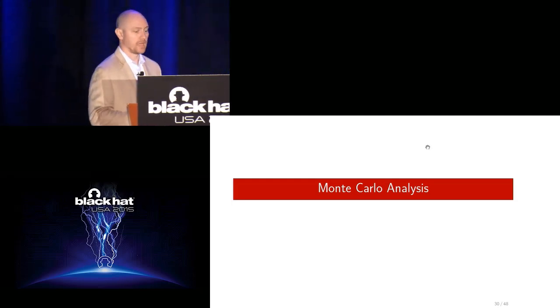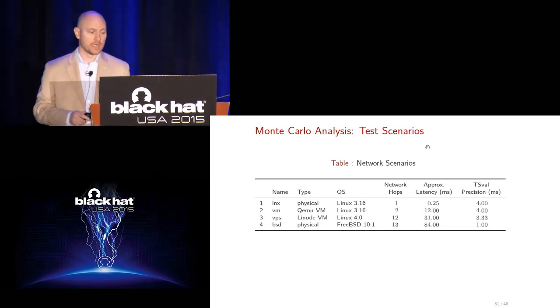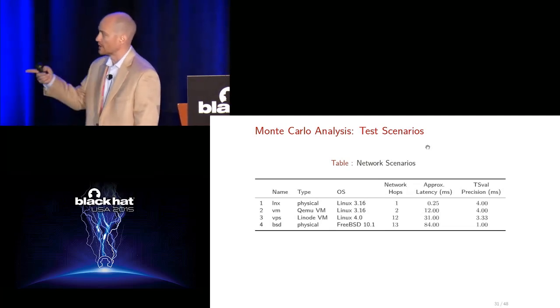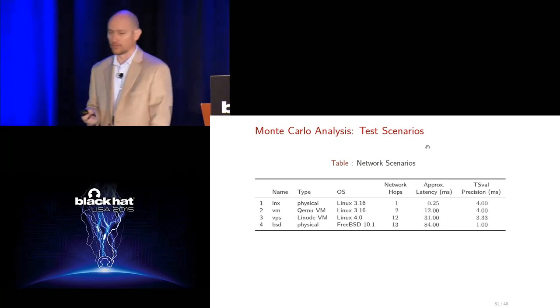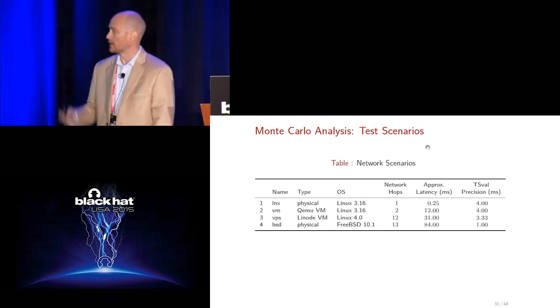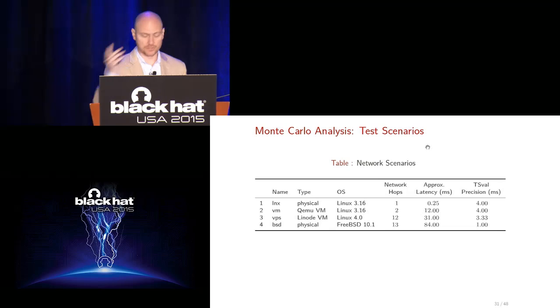So we performed a Monte Carlo analysis across 4 test scenarios. And here you can see that we have 2 local computers. One is a VM, one is a physical computer. And we have a remote VM, and a remote physical computer. And then we also have 2 different operating systems.